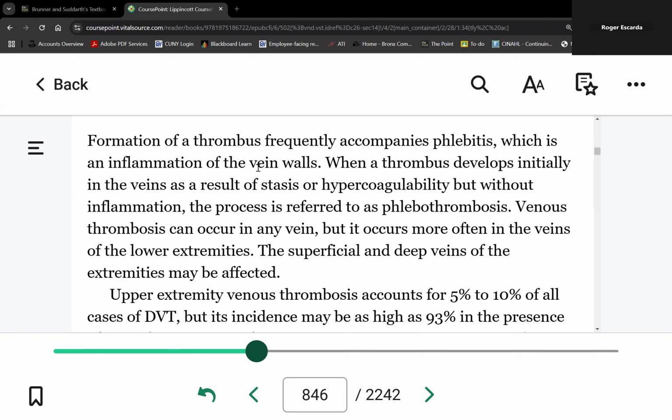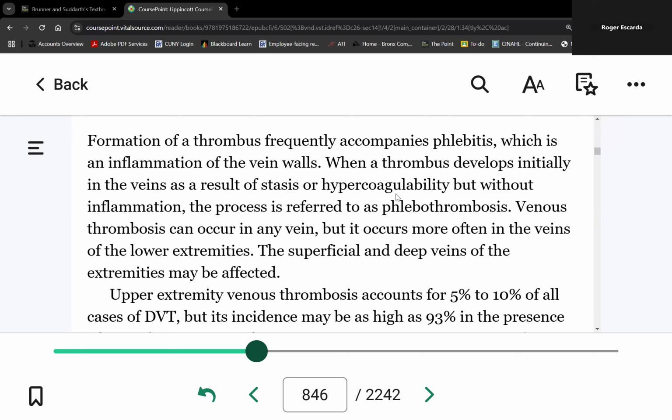Endothelium is the innermost lining of a blood vessel, whether it's a capillary, a vein, an artery. The innermost lining is the endothelium. So any injury to the endothelium. So who are these patients that sustain injuries to the endothelium? Trauma patients, surgical patients. All right, these are the endothelial injury risk factors.